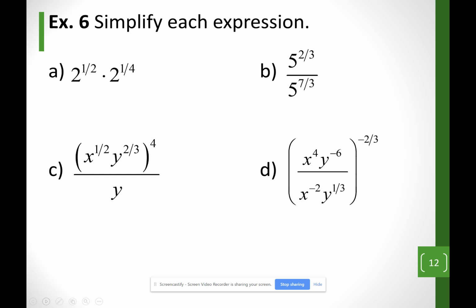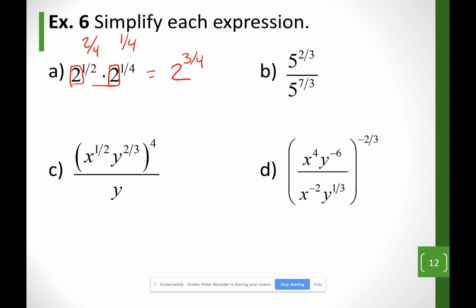When we have the same base, all we do is copy the base and add the exponents. In multiplication, we add the exponents. 1/2 plus 1/4. When we're dealing with fractions, we must have a common denominator. So 1/2, I'm going to write that as 2 over 4. The other one is 1 over 4. Now I have a common denominator. I'm going to add the exponents. So I'm going to have 3/4. So it's 2 to the 3/4.